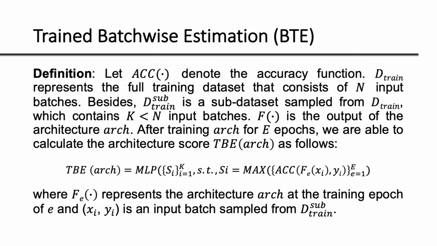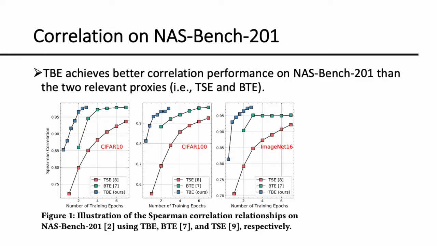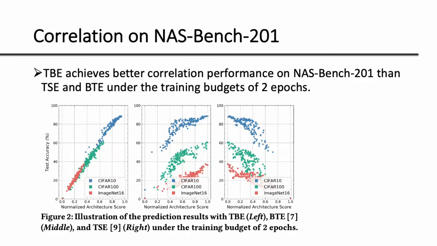In this slide, we compare the correlation performance of TBE against another two relevant proxies named TSCE and BTE. As shown in this figure, we observe that under the same training budgets, TBE consistently achieves better correlation performance on NAS-Bench-201. To make it more intuitive, we visualize the relationships between the test accuracy and the normalized architecture score using TBE, BTE, and TSCE. As shown in this figure, under the same training budget of two epochs, TBE consistently achieves better performance, which is more reliable.